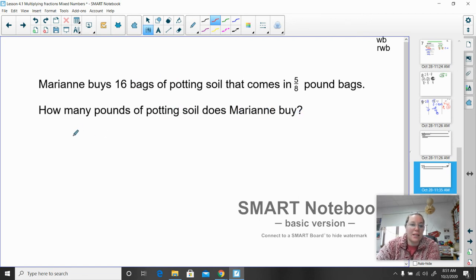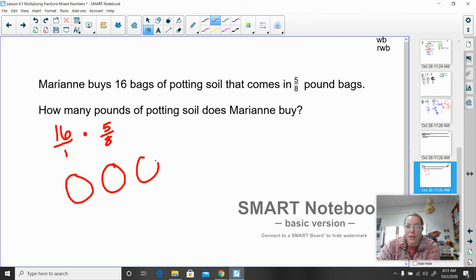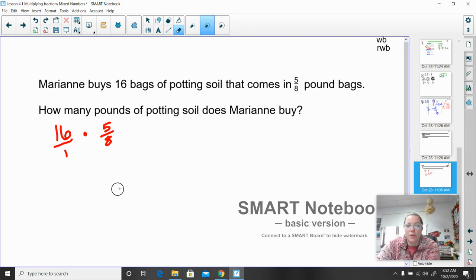So she has 16 bags. Okay, so 16 bags, and then each bag is 5/8 of a pound. So we want to multiply this. We'd put that over 1. Because if I were to draw out the 16 bags and she had 5/8 of a pound in each, I could add 5/8 16 times, but that's just ridiculous. Nobody wants to add 5/8 16 times. So our shortcut would be multiplication.